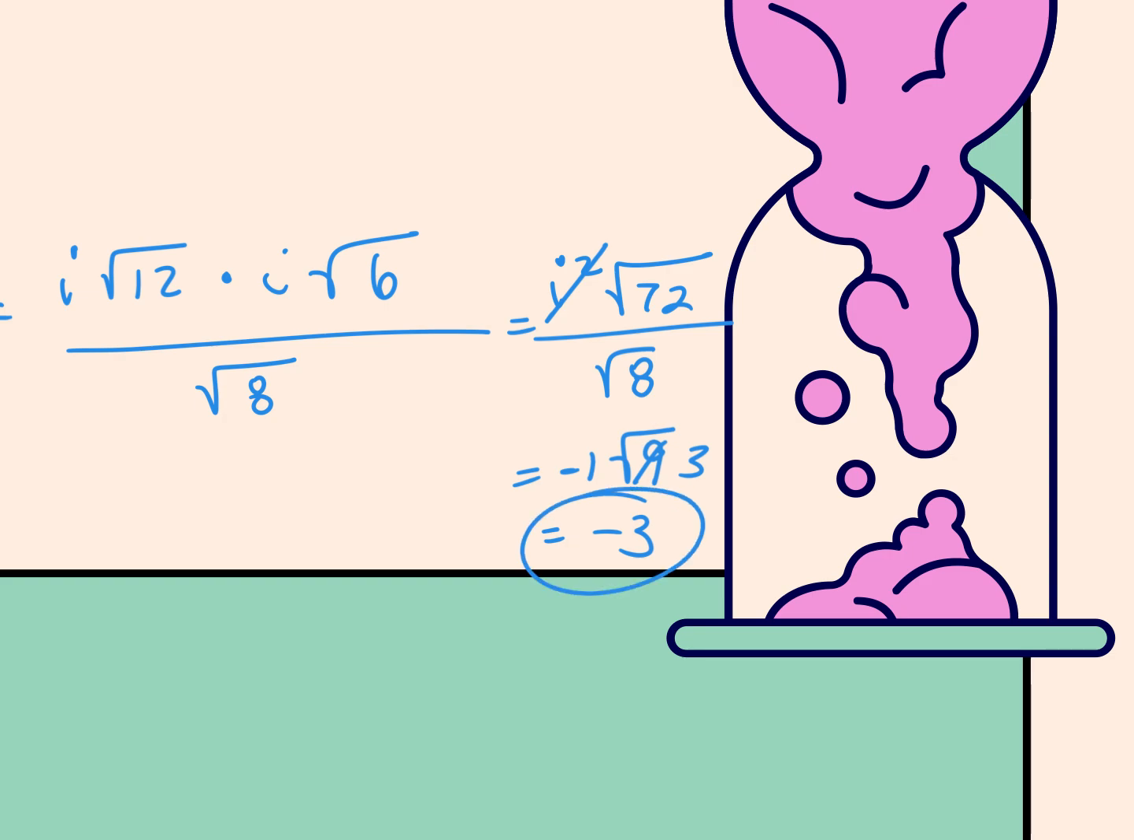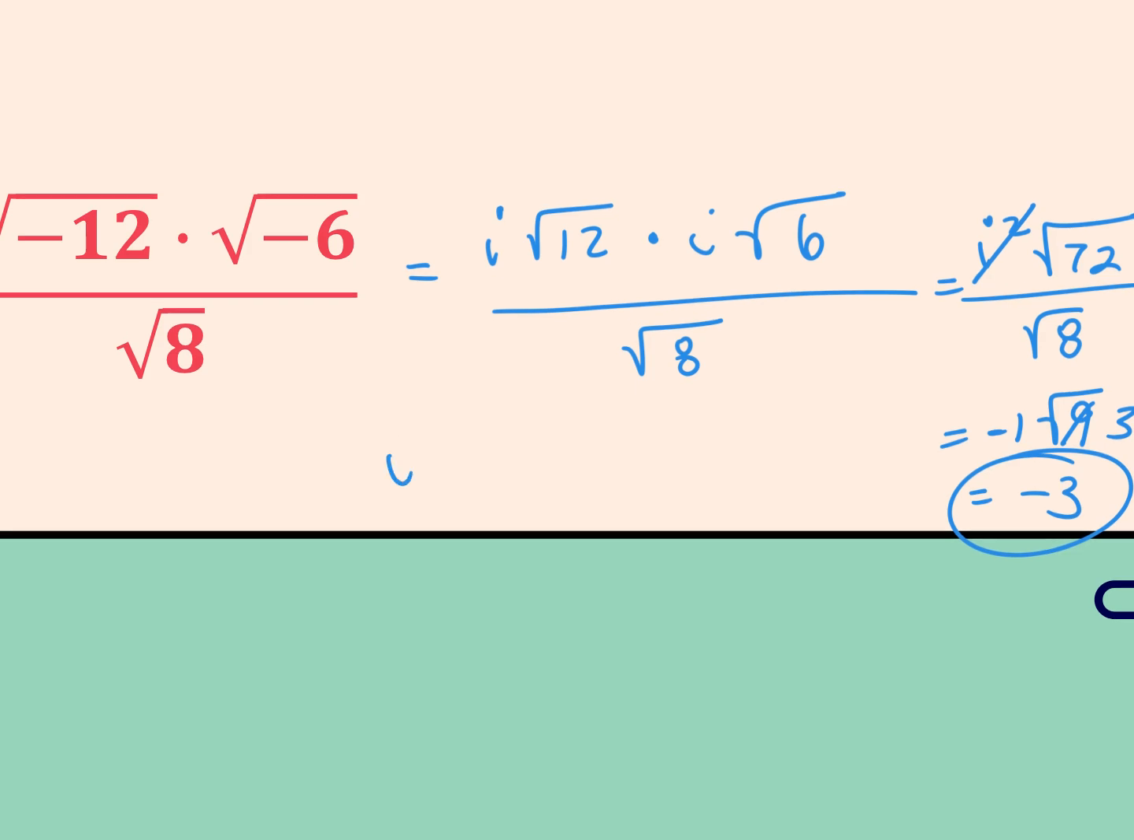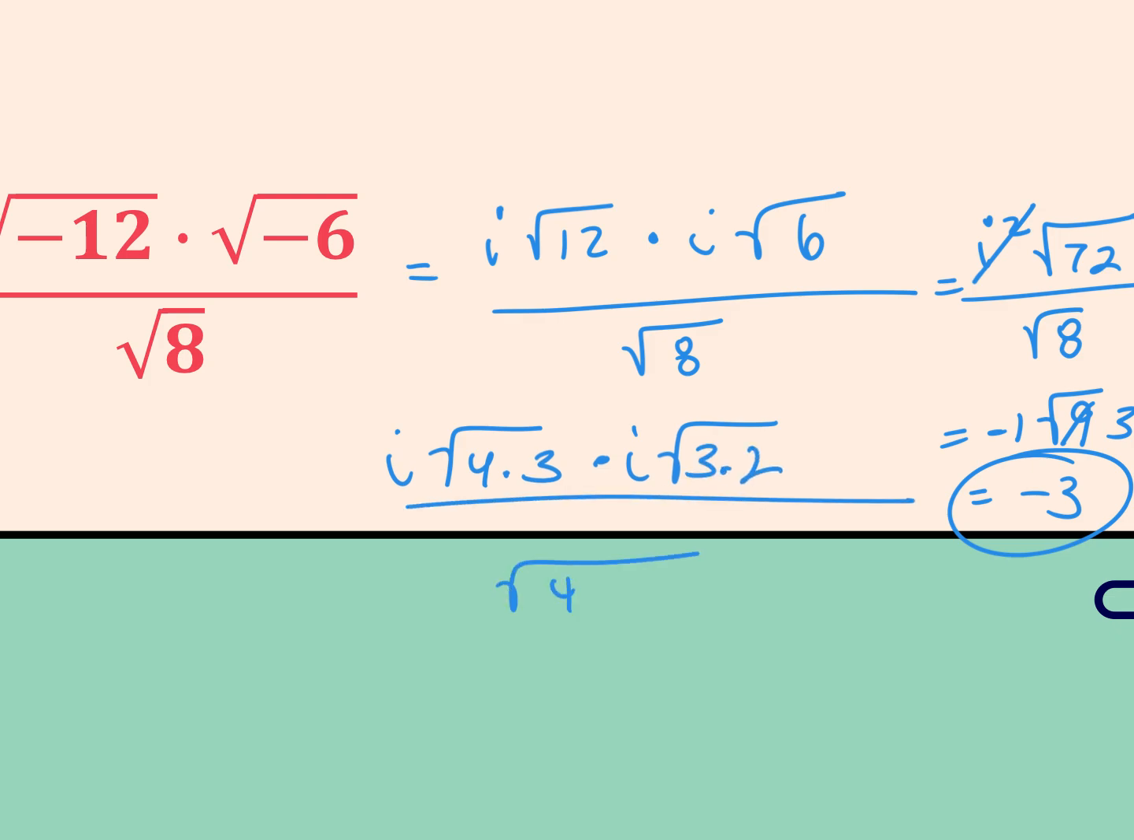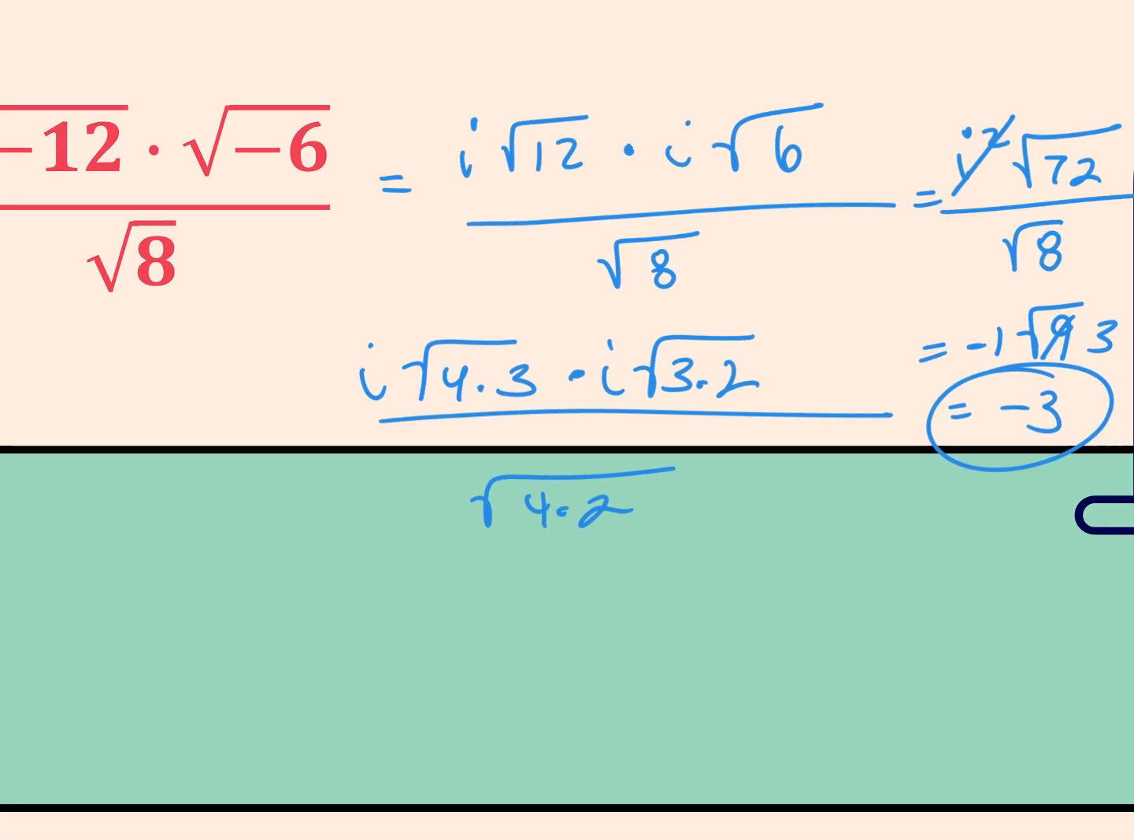Yep. Alright. You could have said, okay, I have i, and then broke this down to 4 times 3 times i, and this is going to be 3 times 2, right? And then this is going to be 4 times 2. Could I do that? Okay, so I have i times i, which is going to give me i squared. And then I have a 4 underneath the radical on the top and a 4 underneath the radical on the bottom. I have a 2 underneath the radical on the top and a 2 on the bottom.